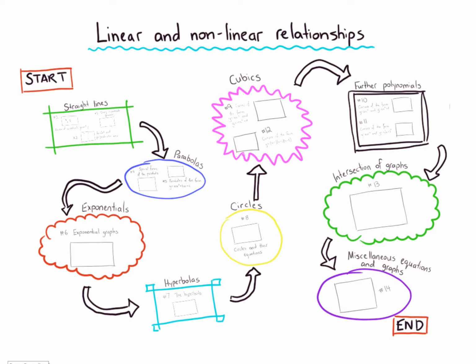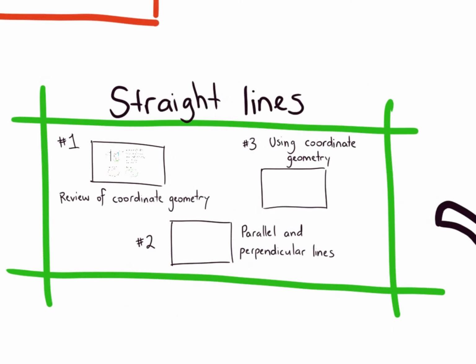Hey, welcome to part 2 of the linear and nonlinear relationships unit. We're back looking at straight lines, and after last week where we did a review of coordinate geometry, today we're going to be looking at parallel and perpendicular lines. Remember, parallel lines are lines that run in the same direction, they never meet, and so the symbol for parallel lines just looks like two vertical lines running side by side.